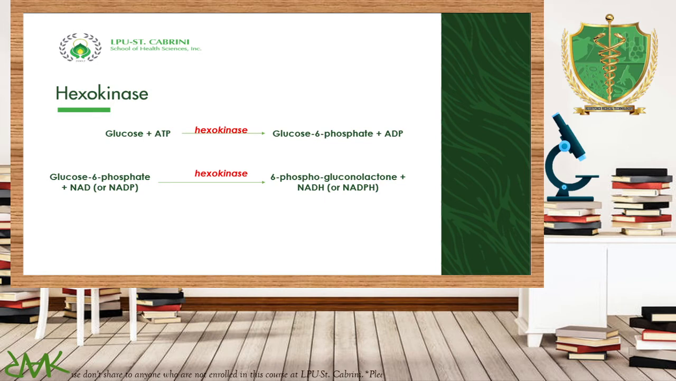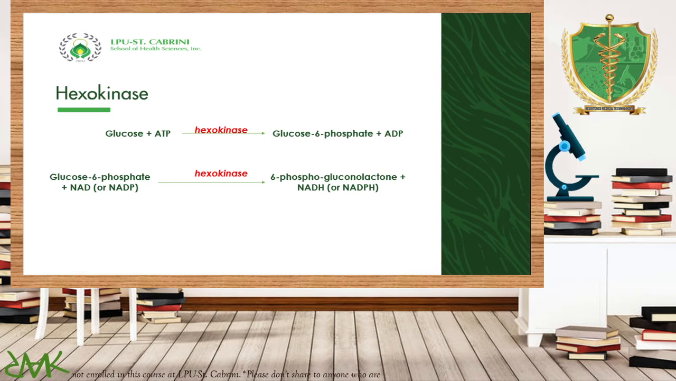I want you to take note that hexokinase is considered the reference method for enzymatic determination of our glucose level. However, hexokinase is now considered an obsolete test for chemistry for carbohydrates or for glucose. That's why the most widely used is our glucose oxidase method. Now, what is with hexokinase?